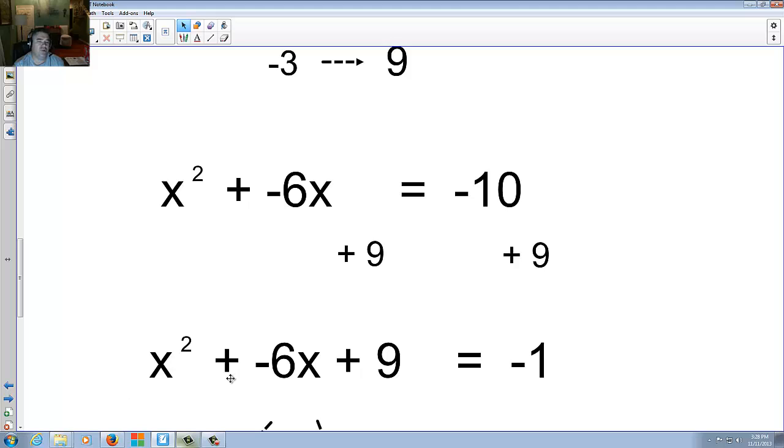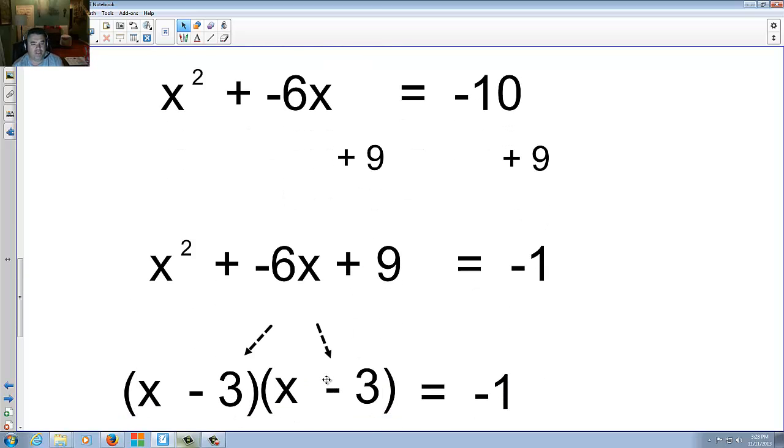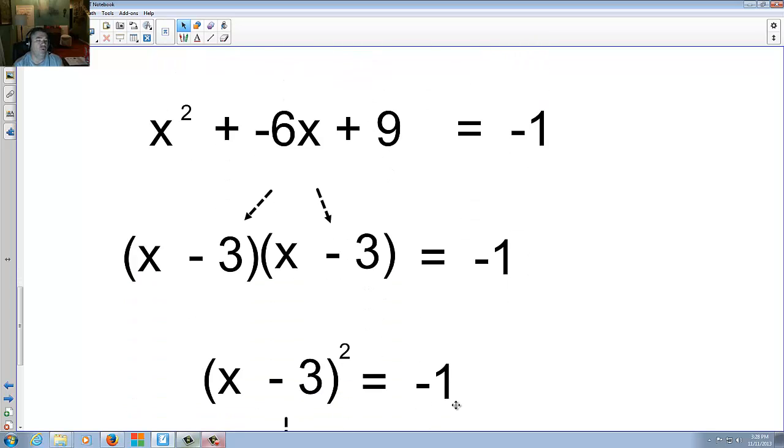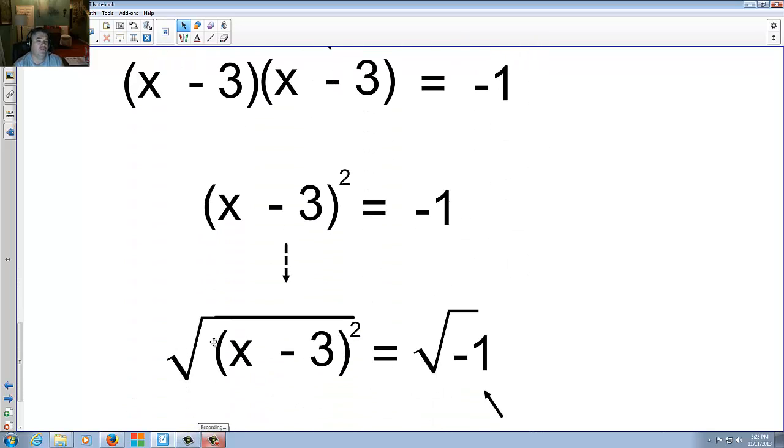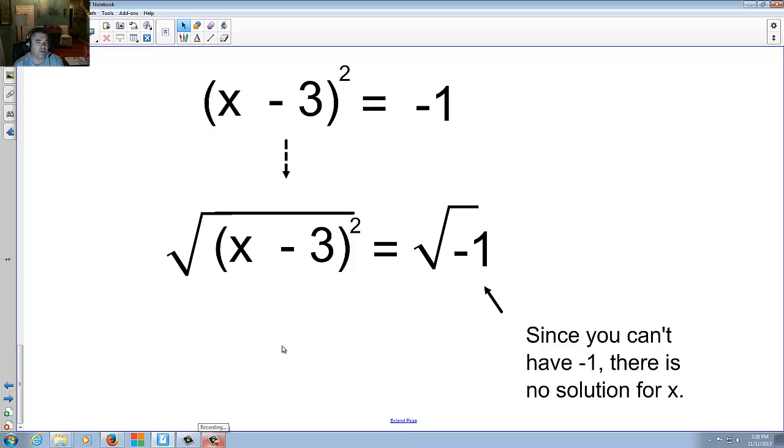So now I have x squared plus negative 6x plus 9 equals negative 1. Why negative 1? Because I had negative 10 and I added 9. Factor into two binomials. So it's going to be x minus 3 times x minus 3 equals negative 1. Therefore, it's x minus 3 squared. Root and square eliminate, so you have x minus 3.